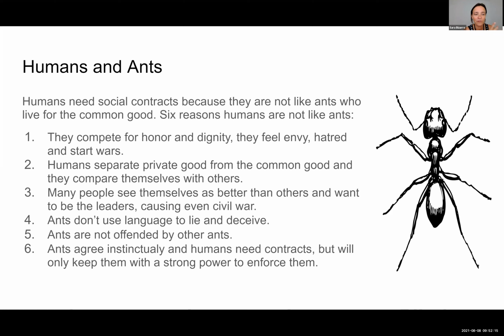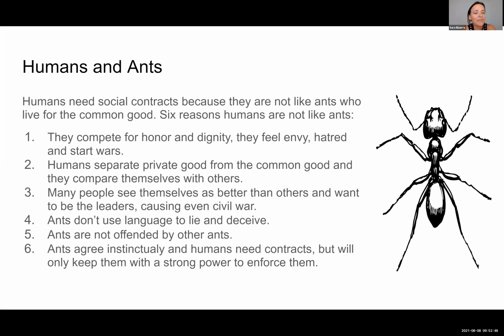All right. Third reason why humans are not like ants. In the case of humans, many individuals think of themselves as better than others, and they want to be leaders, and they want to take over whatever decision making there is to do. And so much so that they could end in civil war. Ants don't do that. Ants don't use language.